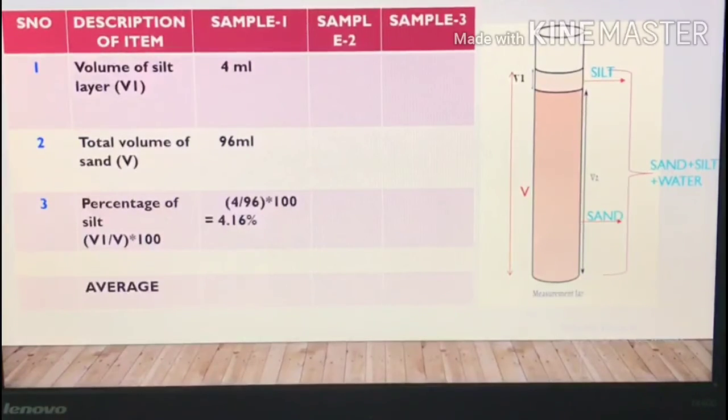Here I measured the silt volume, that is 4 ml, and the total volume of sand including the silt, that is 96 ml. Now the percentage of silt is V1 by V into 100. Here V1 is 4 ml and total volume V is 96 ml. I got 4.16%. Like this you have to conduct another 2 samples. So average you have to take, it will give the percentage of silt.